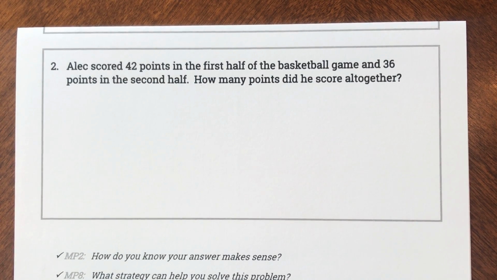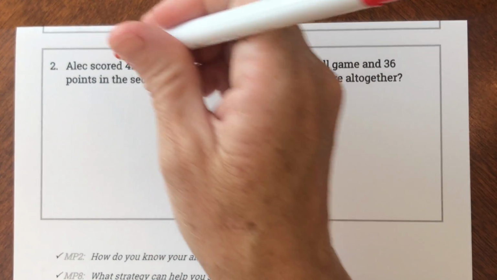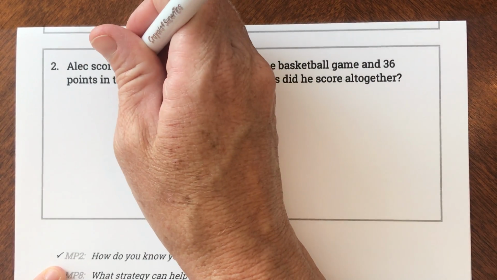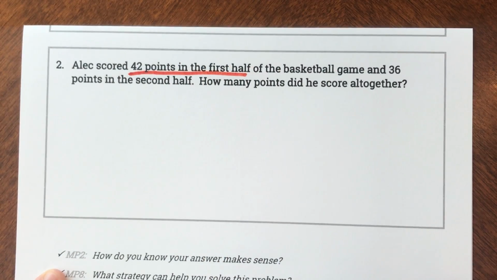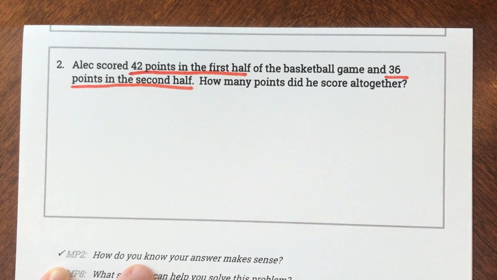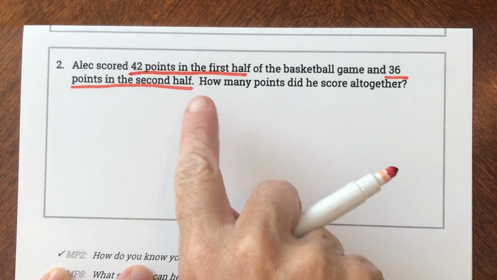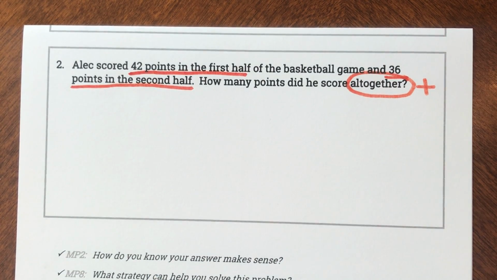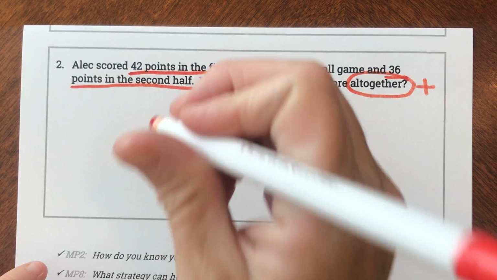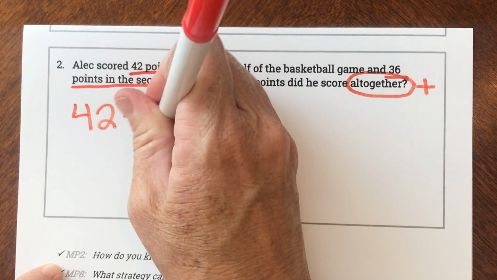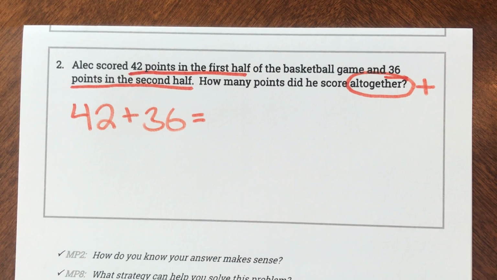Well, let's look. It says that Alex scored 42 points. So we have 42 points in the first half. And then he scored 36 points in the second half. Okay, and my question says, how many points did he score all together? All together is my clue word that they want me to add. Okay, so my equation is 42 plus 36 equals, and I don't know what that equals yet.